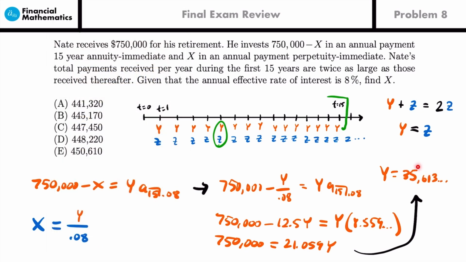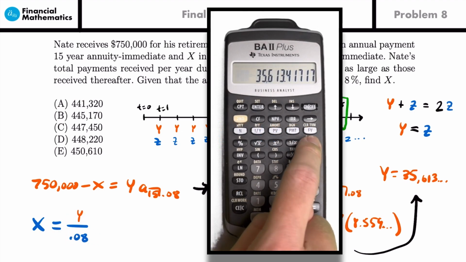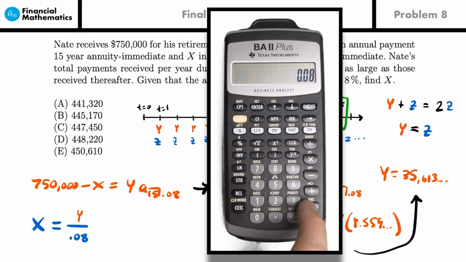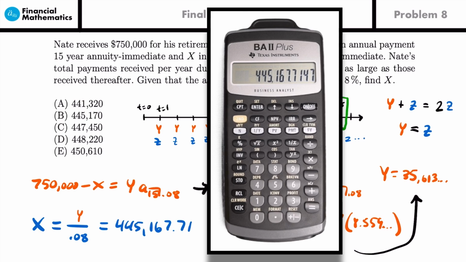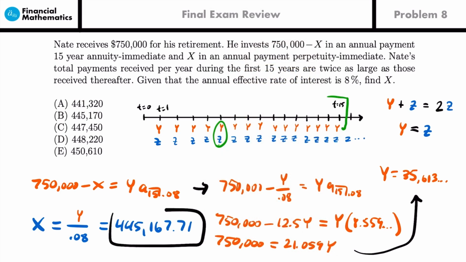And now if we take that value divided by 0.08, that will give us x. All right, so let's do that. Take your value, divide it by 0.08, and there's x. We now know that x is equal to $445,167 and about 71 cents. That is the final answer to this problem.